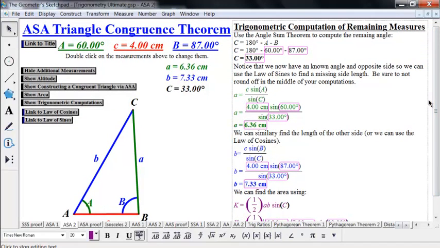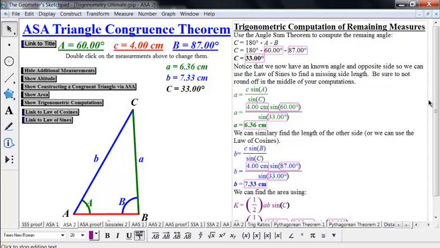Alright, let's have you try one here. Let's suppose we do a 30 degrees, 47 degrees, 8 centimeter triangle. Why don't you work that one out? 30 degrees, 47 degrees, 8 centimeters. Work that one out. Come back and check in a minute. Press pause now. Okay, so we said 30 degrees, 47 degrees, 8 centimeters.